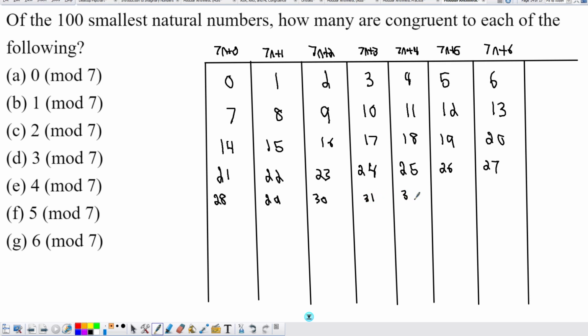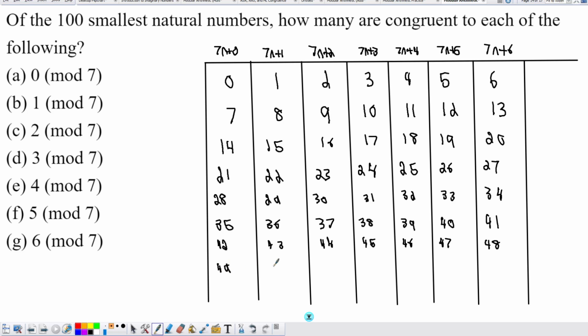31, 32, 33, 34, 35, 36, 37, 38, 39, 40, 41, 42, 43, 44, 45, 46, 47, 48, 49, 50, 51, 52, 53, 54, 55, 56.